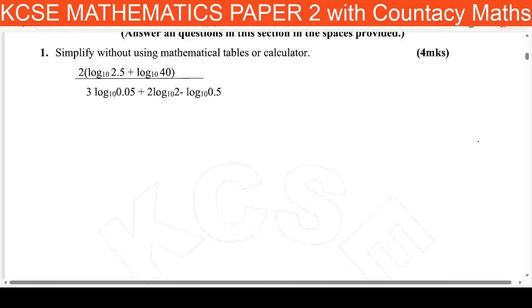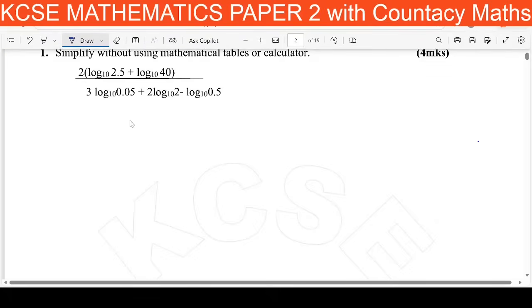Therefore, it's important to understand how you are really supposed to tackle such a question once you find it in your exams. So we have 2 into brackets logarithm of 2.5 base 10 plus logarithm of 40 base 10, all that divided by 3 logarithm of 0.05 base 10 plus 2 logarithm of 2 base 10 minus logarithm of 0.5 base 10. A very interesting question, and let's just get into it.